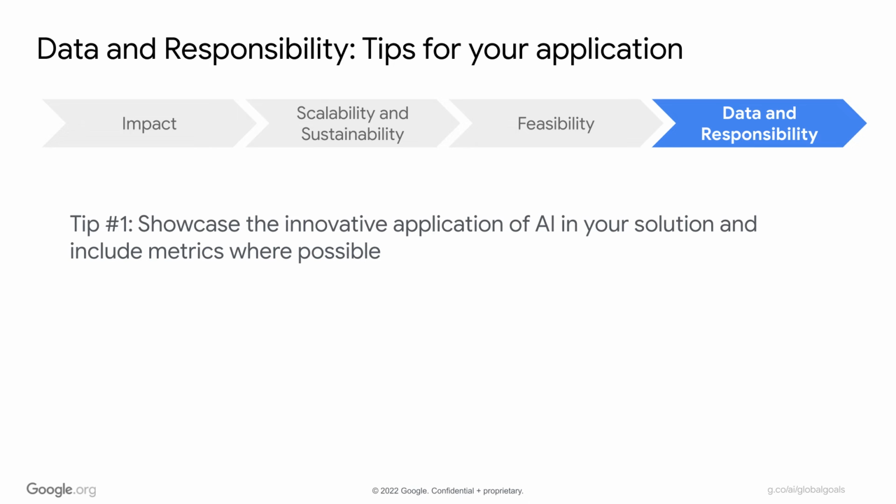While applications of AI show great promise, we know that these technologies raise important challenges. So when it comes to data and responsibility, we have 2 tips to help your application stand out. Tip number 1 is to showcase how your proposal uses AI in an innovative way to support your solution. Again, we recommend that you include relevant metrics where possible. Another great way to demonstrate your expertise is to complete the optional AI module in the application. Even though it's optional, we highly encourage you to take the time to complete it.